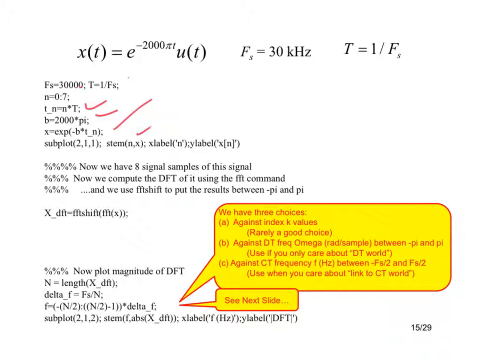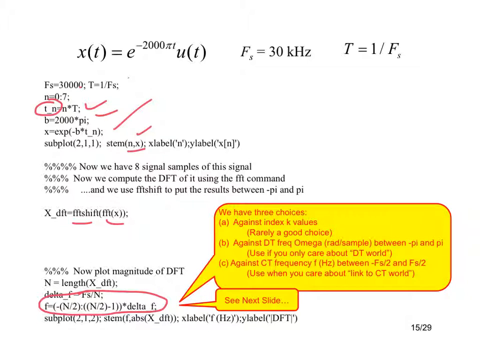And then I do a stem plot of that versus n, not versus t, just so that we can see how it looks. And then I do an FFT, no zero padding, and I do an FFT shift. And then I compute my frequency vector. We've talked in the past about how to compute that frequency vector.